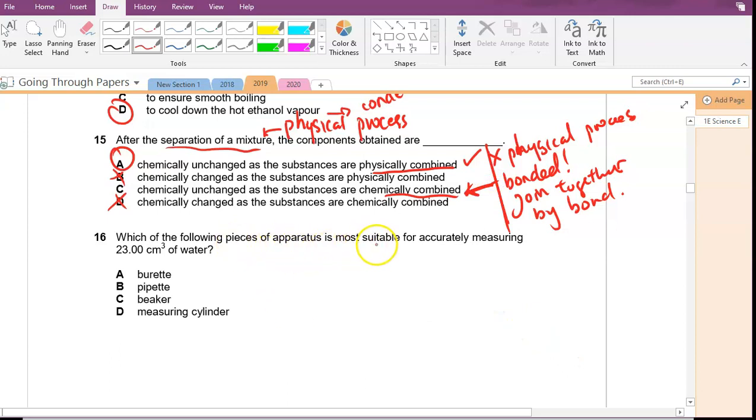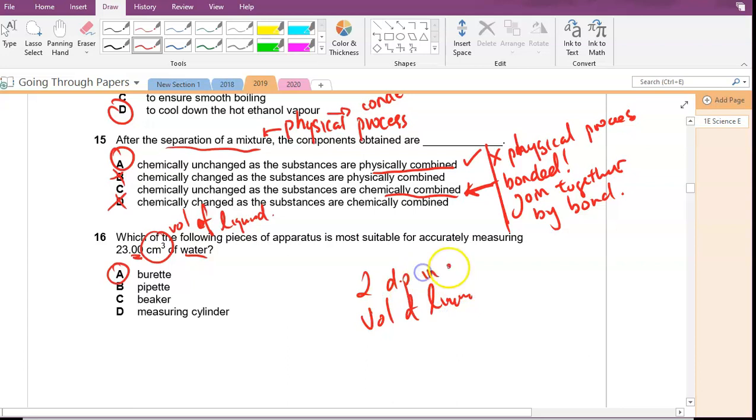Next, which of the following apparatus is most suitable for accurately measuring 23.00 cm cube of water? So, because there's 2 dp over here, and we are looking at the volume of a liquid, therefore the answer will be A. So 2 dp in cm cube, and you're measuring volume of a liquid, typically we'll use a burette. So just take note of that. For pipette, generally it will always be 1 dp, and the reading should be in multiples of 5.